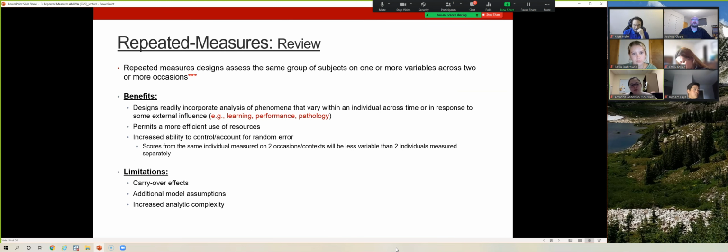Okay. So that was our between subjects ANOVA stuff. But we also want to go through and touch base back on repeated measures. Our repeated measures designs are what we're almost always doing here: we're looking at the same group of participants on one or more variables across 2 or more occasions. Now I have that asterisk.